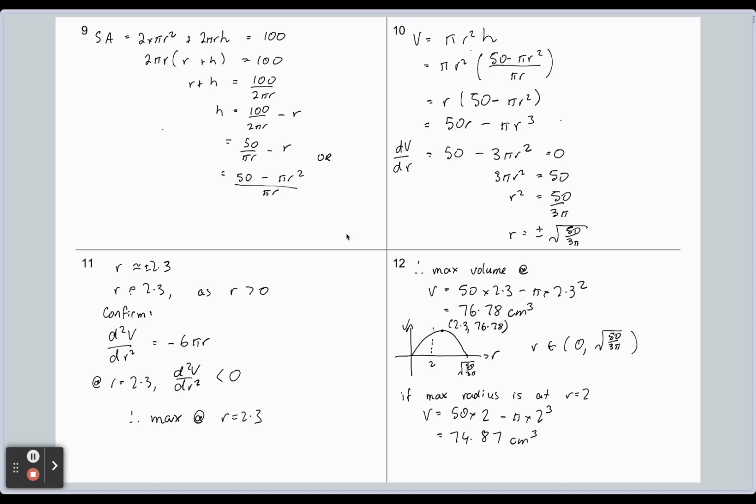So that's it. We've answered all parts of the question. We've got the values that we need, and we're good to go. Your turn now. Do as many as you can. Practice, practice, practice.